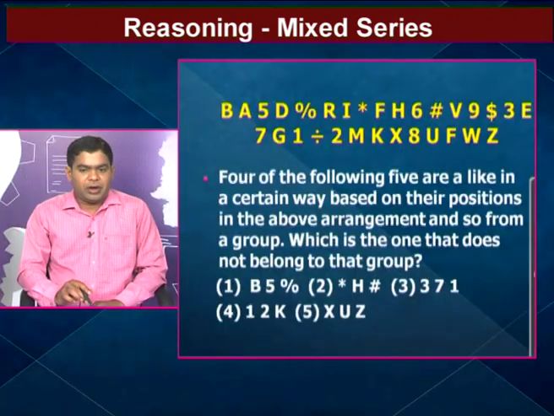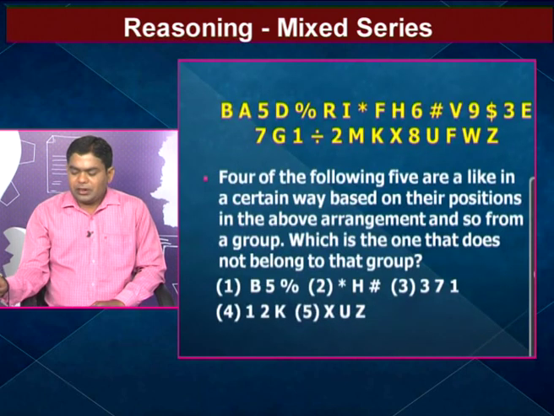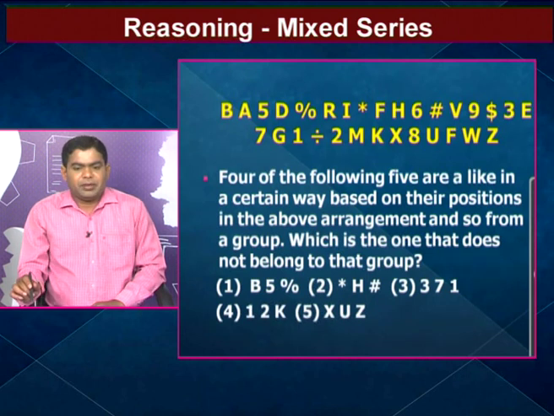So we go to the next question. Four of the following 5 are alike in a certain way based on their positions in the above arrangement and so form a group. Which is the one that does not belong to that group? So here the question means, in the given 5 options, 4 options have the same pattern, one is different. That means we find out that different option. The question is nothing but odd man out. Odd man out means 4 are in the same pattern, one is different, so we find out that different option.